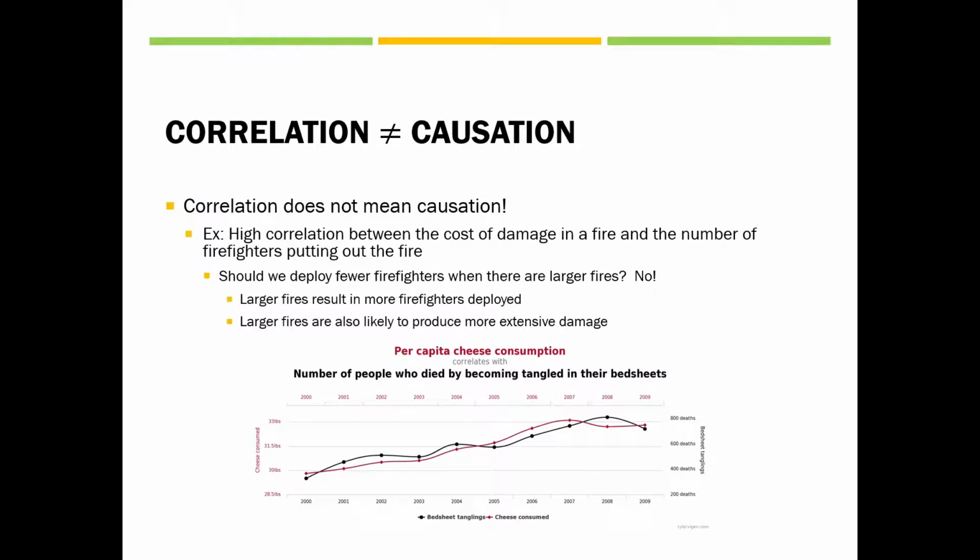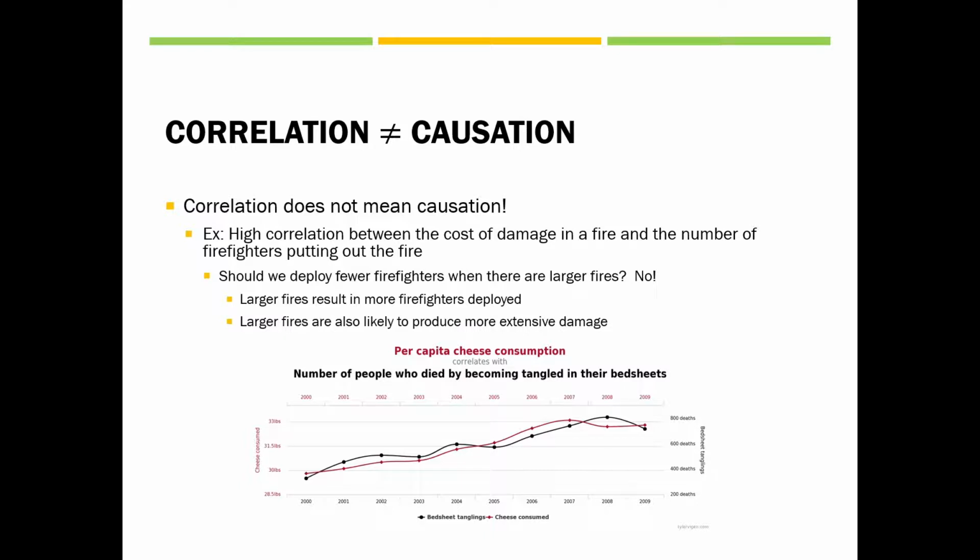So it's important to remember that correlation doesn't mean that causation occurred, so there can be other variables that influence this. Like, for example, there is a high correlation between the cost of damage in a fire and the number of firefighters working to put out the fire. So does that mean we should deploy fewer firefighters when we have larger fires? That's definitely not the case. So we might see that larger fires will result in more firefighters being deployed, but larger fires also mean that they're going to produce more extensive damage generally.